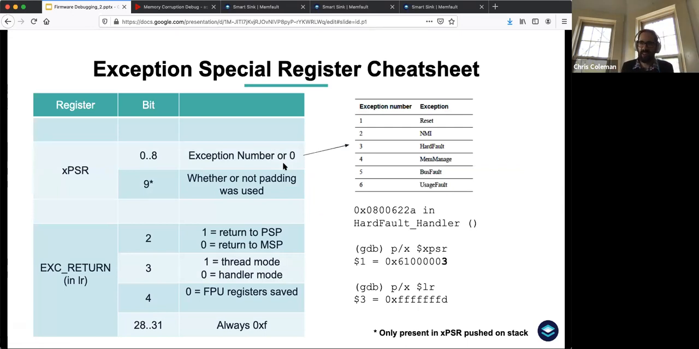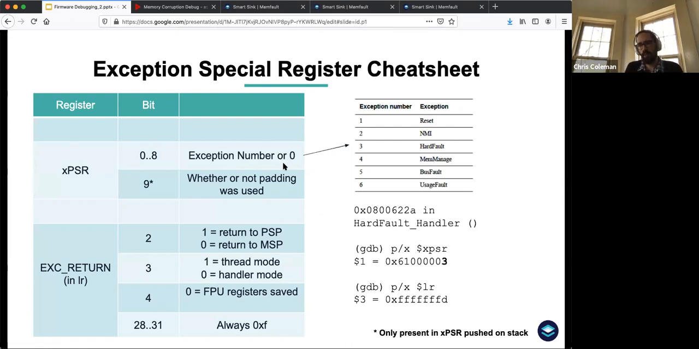So when we enter an exception, the first thing I like to look at is some of these register states. They give us some interesting information. The XPSR actually encodes the exception that was active or in use. So if we look at that, what we'll expect to see is 3 for a hard fault. And then there's another bit that's encoded as to whether or not that padding byte was active.